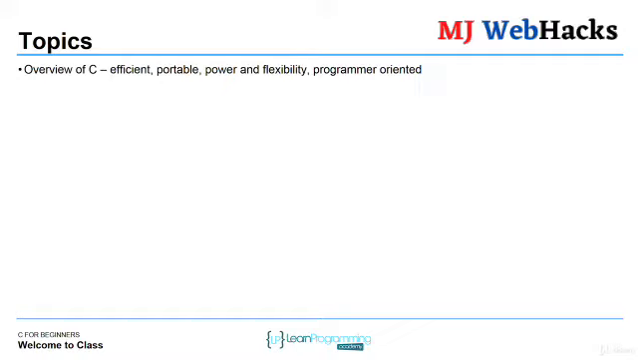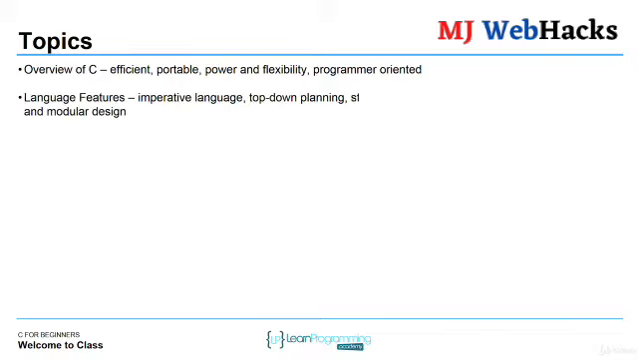We're first going to talk about C in general, give you a little overview of it. I'm going to tell you how the C programming language is very efficient. It's also portable. You can write it across multiple platforms. It has a lot of power and flexibility, and it's programmer-oriented. I also provide you a short history of C just to give some context. We'll follow that up by describing some of the common language features of C.